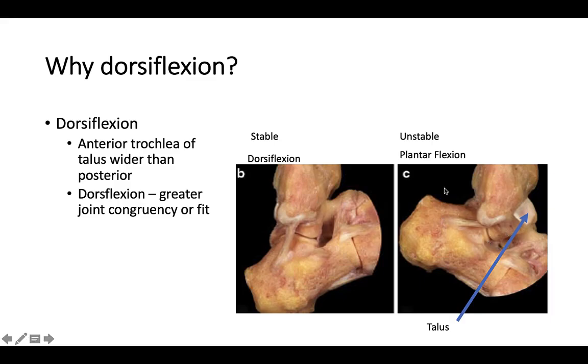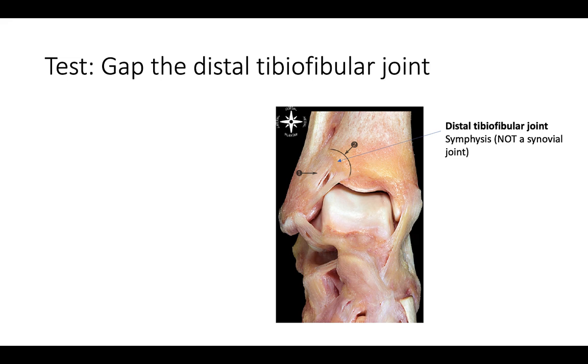We can also see that in plantarflexion there's less stability. You can see the trochlea of the talus here is exposed in plantarflexion. And that means that there's basically less congruity at the joint, and so the joint has more flexibility in that position. Here again is an anterior view of the talocrural joint.